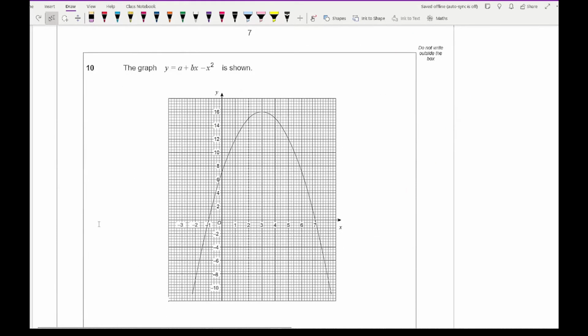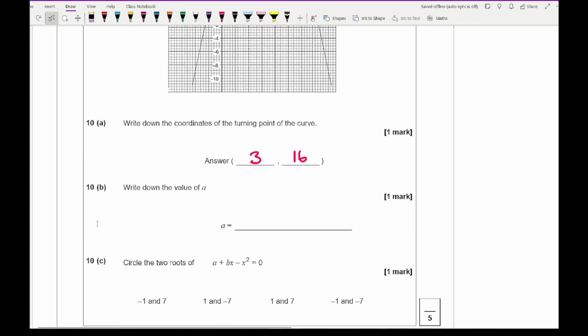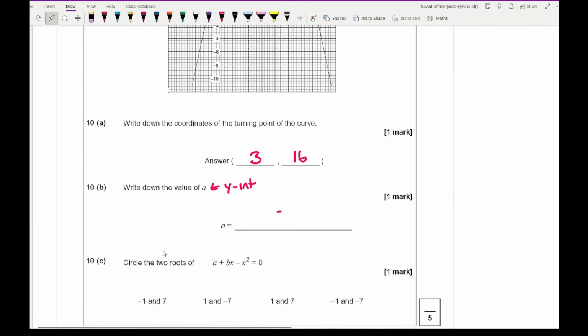Moving on to question 10, it says the graph y equals a plus bx minus x squared is shown. And the first part is asking us to write down the coordinates of the turning point of the curve. Now the turning point is this point here. And what's that coordinate? Well, it's at (3, 16). For part B, it says work out the value of a. Now the value of a is the y-intercept. And so going back to the graph, the y-intercept's at 7. So that means that a is going to equal 7.